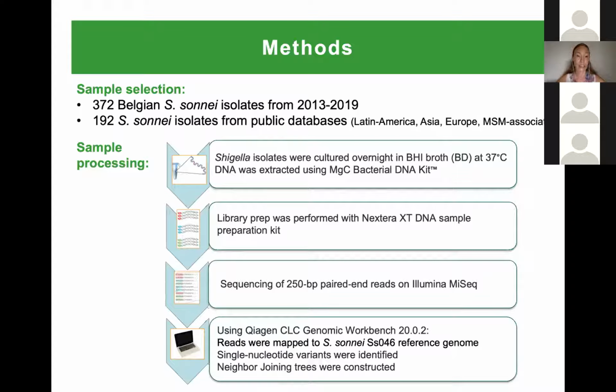In terms of sample processing, first, the isolates were cultured overnight and then DNA was extracted. In a second step, the library prep was performed using the Nextera DNA sample preparation kit. We sequenced our DNA in 250 base pair paired end reads on an Illumina MiSeq machine. And then we used the QIAGEN CLC Genomics Workbench, which is a program which we had available at Cienzano, where we were able to map our reads to a reference genome from Shigella sonnei. We also were able to detect single nucleotide variants and construct neighbor joining trees.